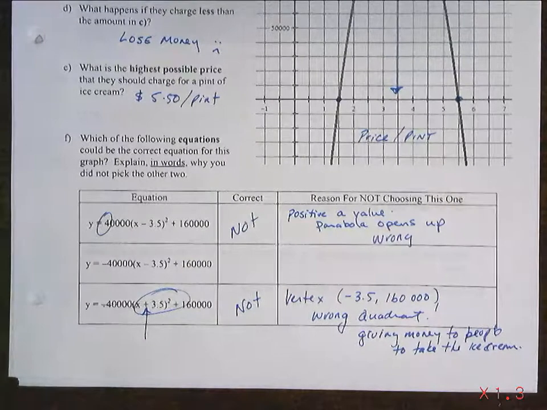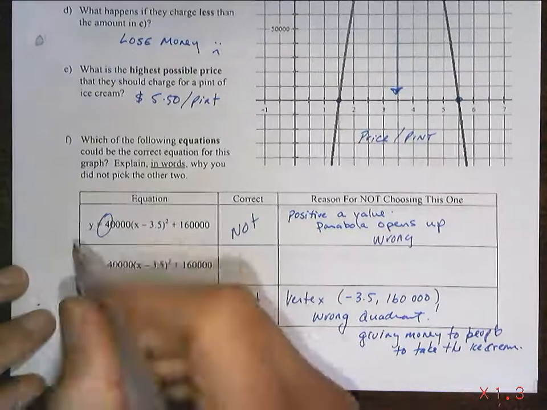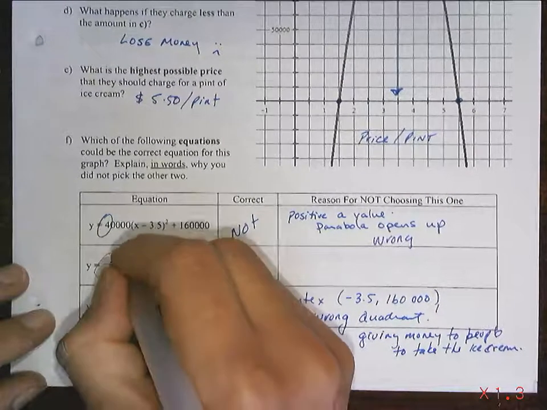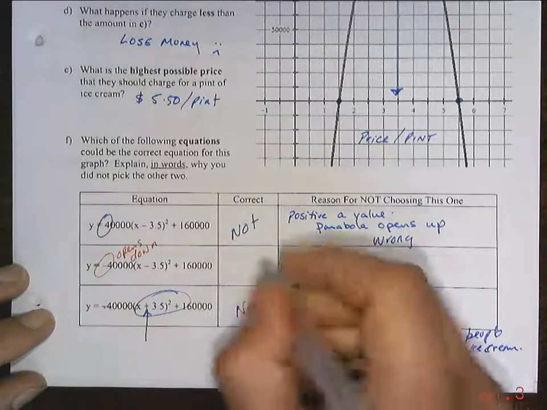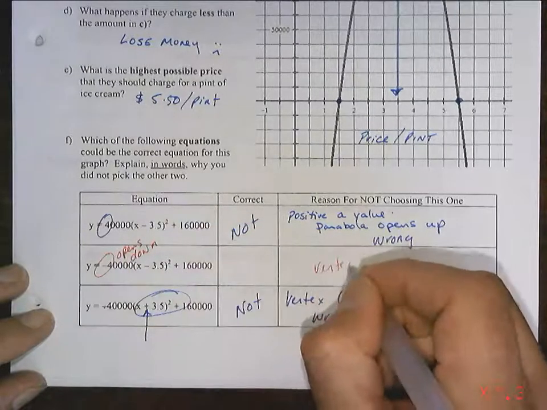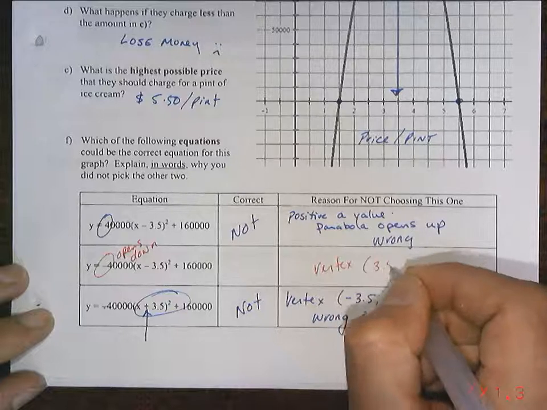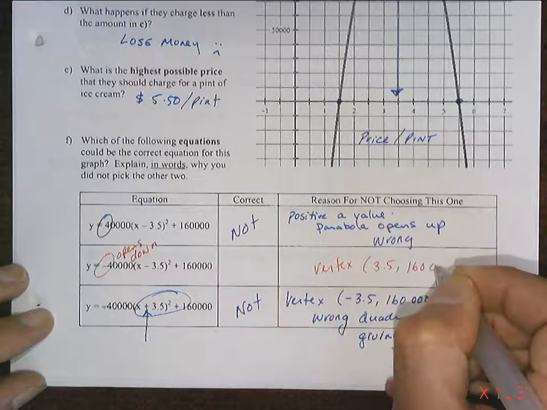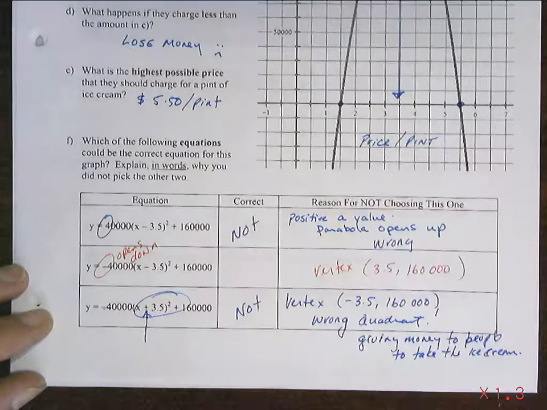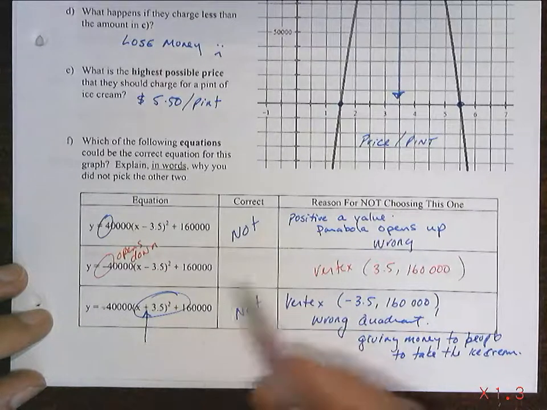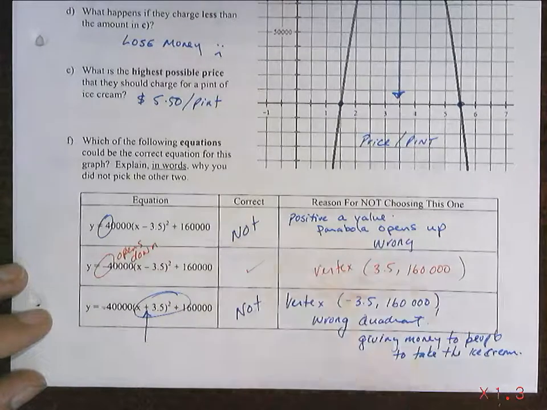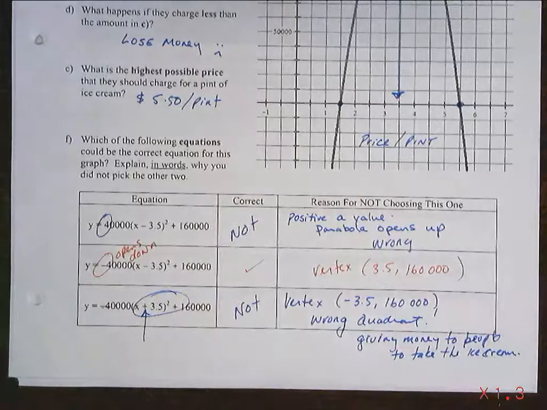That leaves the only one that could possibly be correct, this one, because it opens down. And this one has a vertex in the right quadrant. So I don't have a reason why this is wrong. So of the three, this is the one that could be correct. Yay! Okay, I'm going to flip over now, and we're going to do question number 2.